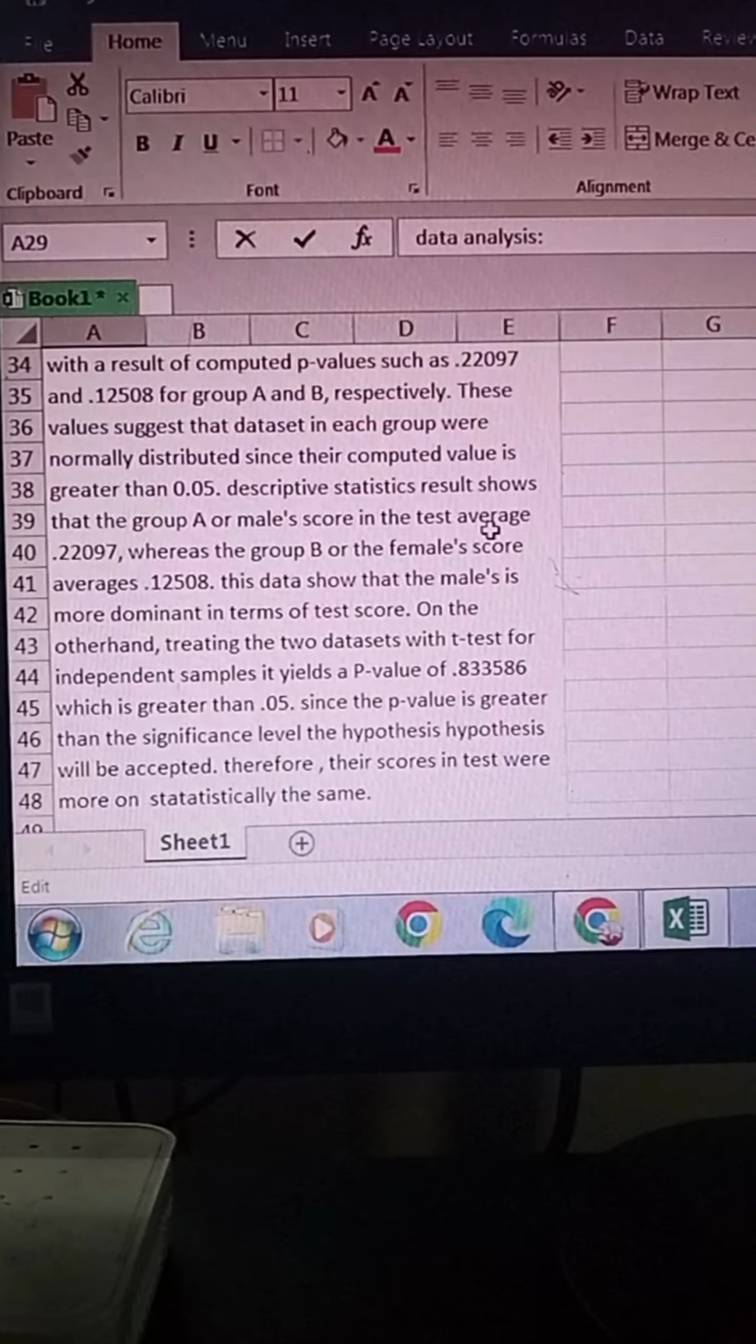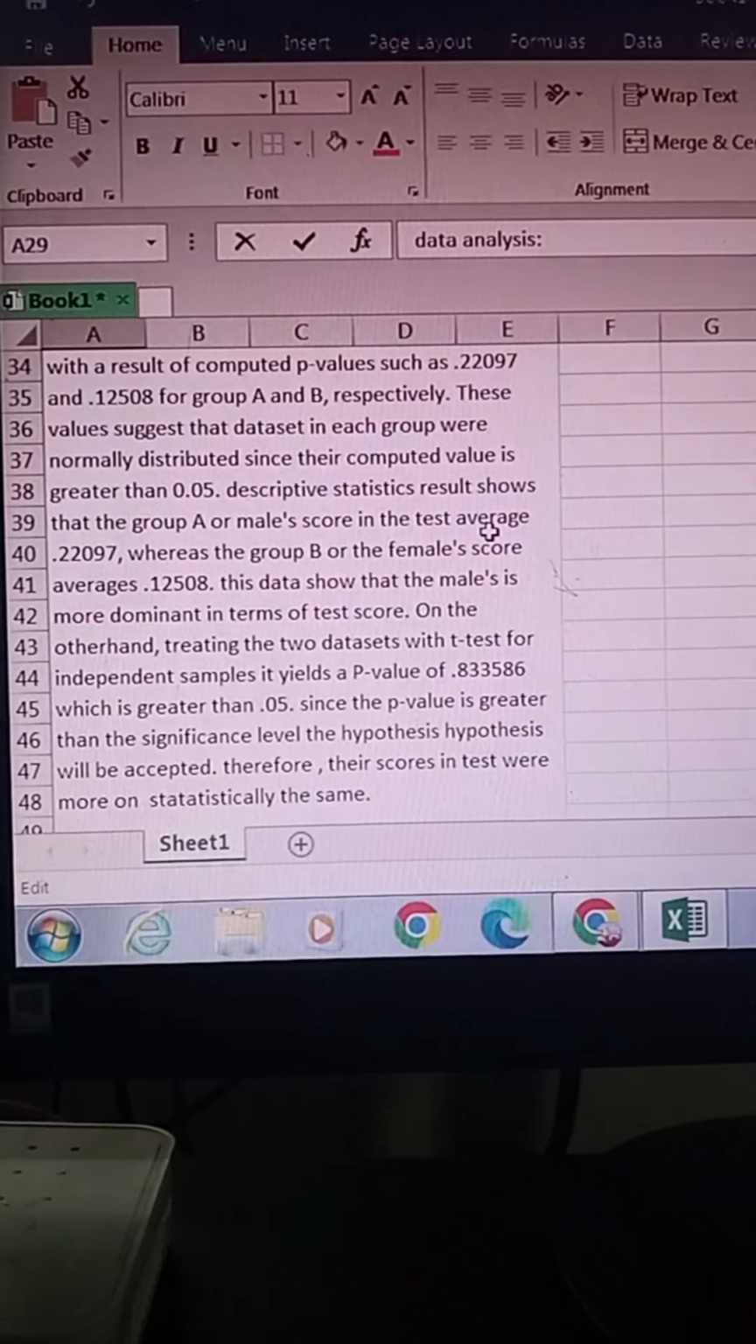On the other hand, treating the two datasets with t-test for independent samples, it yields a p-value of 0.833586, which is greater than 0.05. Since the p-value is greater than the significance level, the null hypothesis will be accepted. Therefore, their scores in the test were more or less statistically the same. That's all, sir.